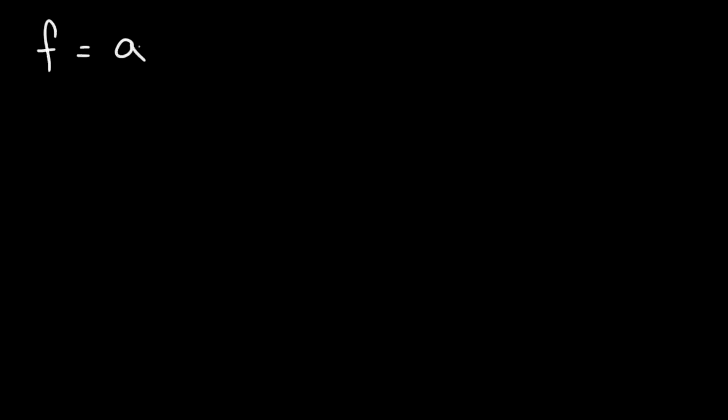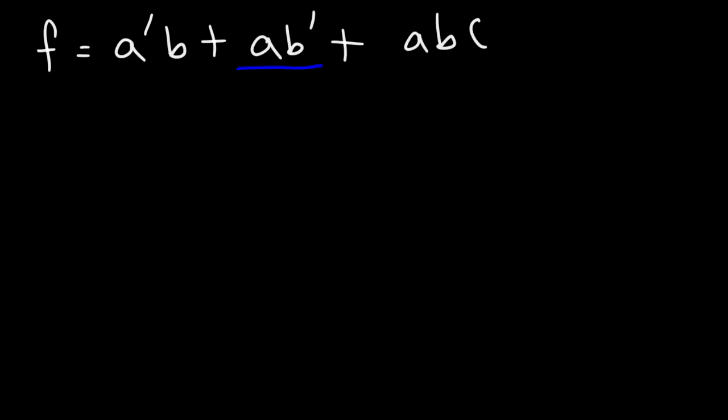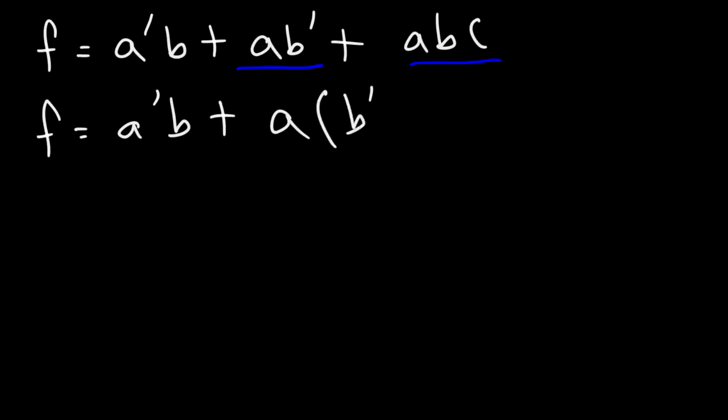Using what you've learned thus far, go ahead and simplify this function. Feel free to work on that. Now, what I'm going to do in this example is I'm going to focus on the last two terms, since I can take out the a variable. And if I do that, I'm going to have b prime plus bc.